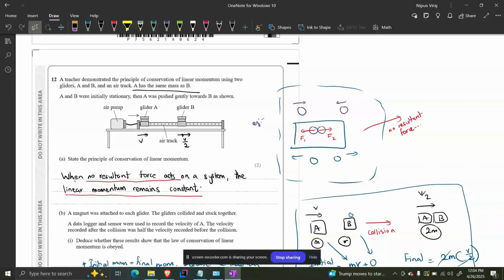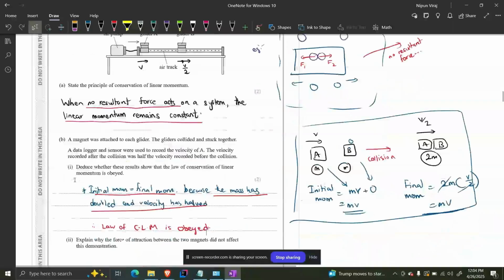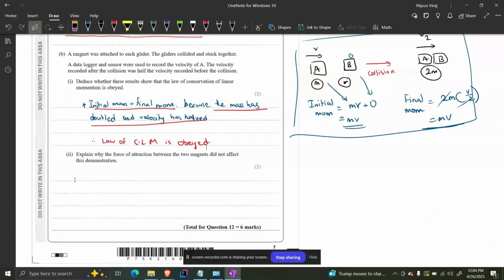So even when glider A and glider B are colliding together, there is a force acting on both of them, which is an action reaction pair, and both of them are equal. Therefore, there will be no resultant force.